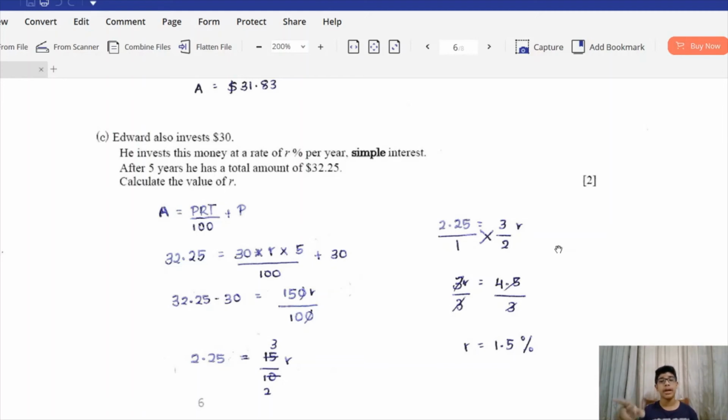We want to cross multiply that. So 3 over 2 cross multiplied with 2.25 is basically 3 times 1. So 3R is equal to 2.25 times 2, 4.5. So 3R equals 4.5. We're going to try and isolate R, divide both sides by 3, and 4.5 over 3 is 1.5, and that's the value of R. So R is 1.5%.